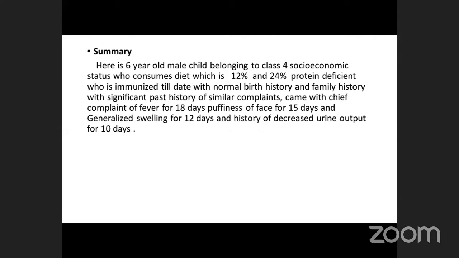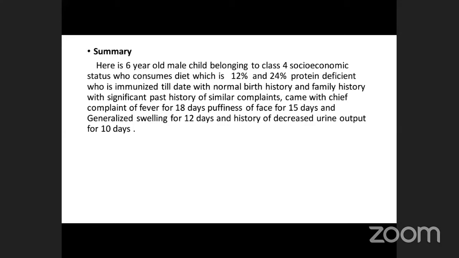To summarize the history, ma'am. Here is a 6-year-old male child belonging to class 4 socioeconomic status who consumes a diet which is 12% deficient in calories and 24% deficient in protein. Is immunized till date with a normal birth history and family history, with a significant past history of similar complaints. Came with a chief complaint of fever for 18 days, puffiness of face for 15 days, and generalized swelling for 12 days, and history of decreased urine output for 10 days. Okay, so fine. At the end of your history, what is your provisional diagnosis?